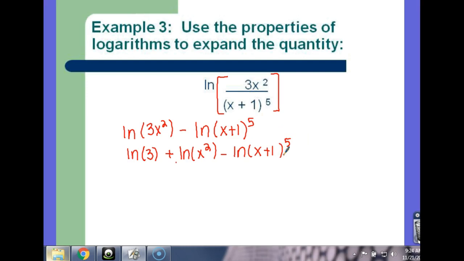Now I can bring out my exponents as numbers in front of the natural logs. So I get ln 3 plus 2 ln x minus 5 ln of x plus 1.